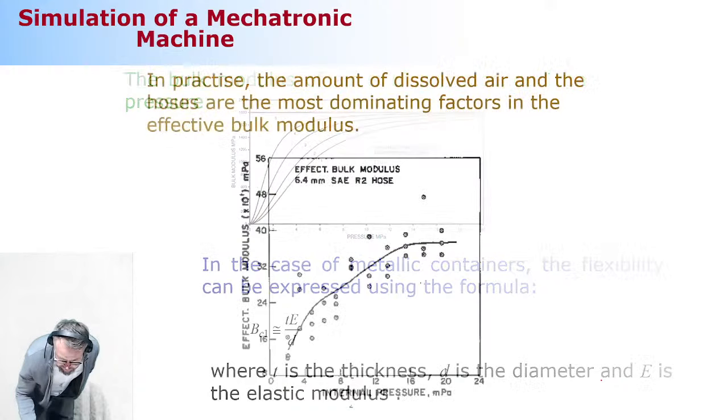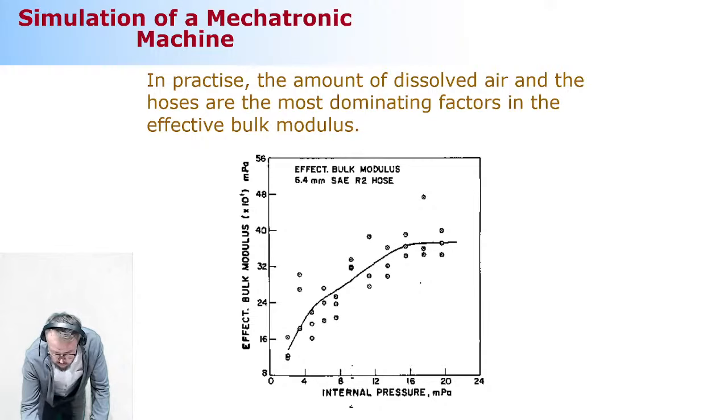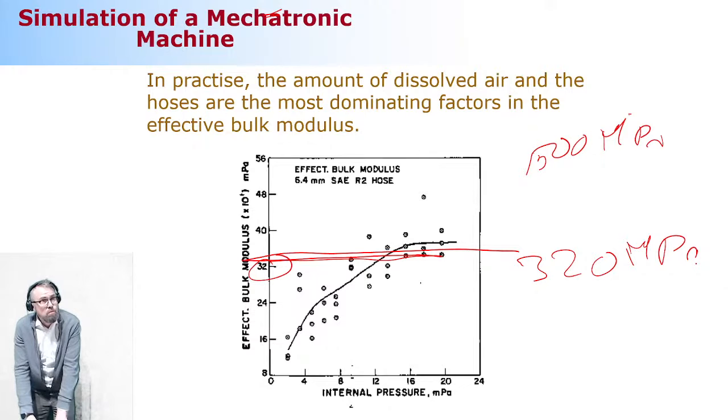One more thing before the in-class quiz. This is an experiment where the effect of hoses is included. And look at the values again. If we started from 1,500 megapascal, it's going to be somewhere up here. Well, I'm not even able to put it on the screen. And if there are hoses, you can go down as low as, what is this? This is 320 megapascal. So long hose lines will reduce the stiffness pretty significantly. Okay, with that, first in-class quiz.